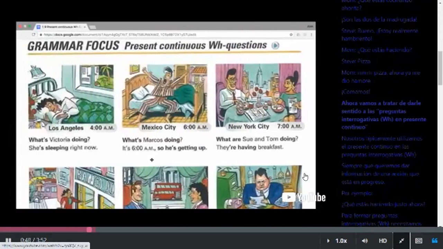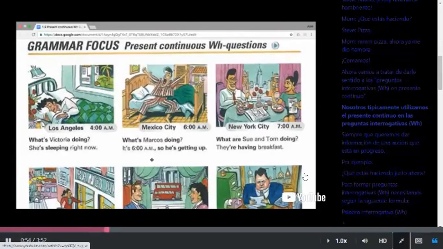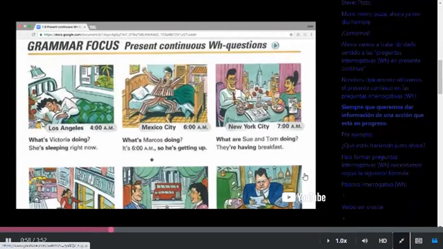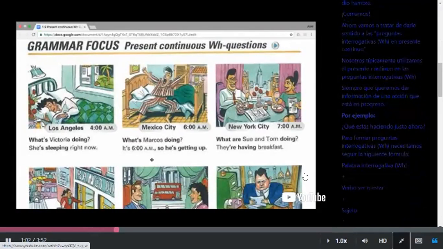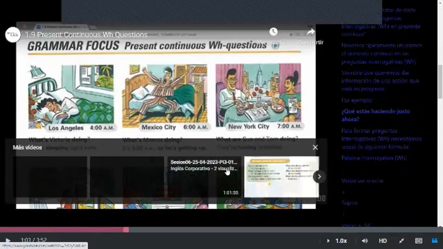Now, let's try to make sense of present continuous WH questions. We will typically use present continuous WH questions whenever we want to get information from an action that is in progress. For example, what are you doing?